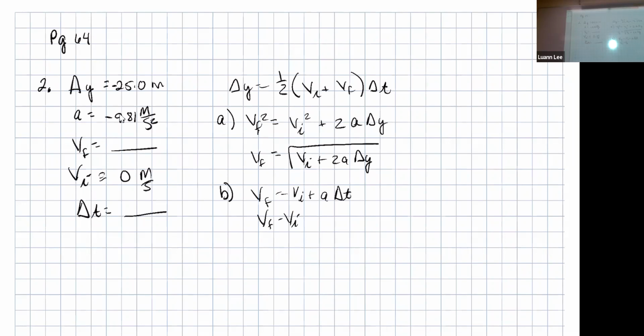And you're going to divide both sides by A. And you have VF minus VI over A equals delta T. Is that what you used, Mason? No, that's not where you went. Okay, so whenever you have something that's added together, you want to subtract everything that doesn't have your unknown variable in it from that side. Yeah, yeah.